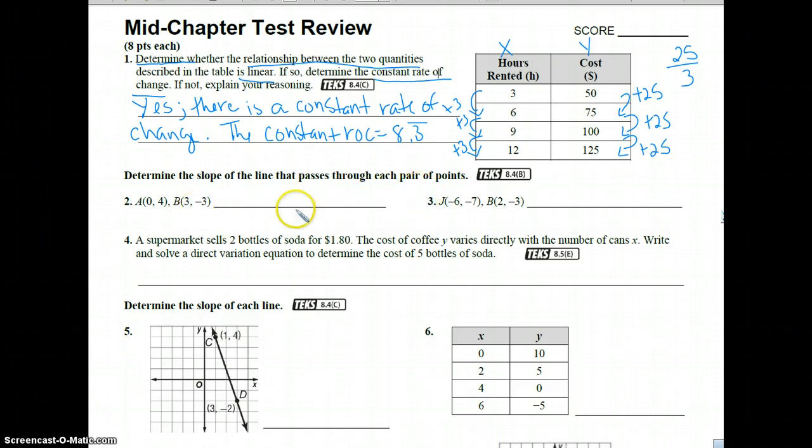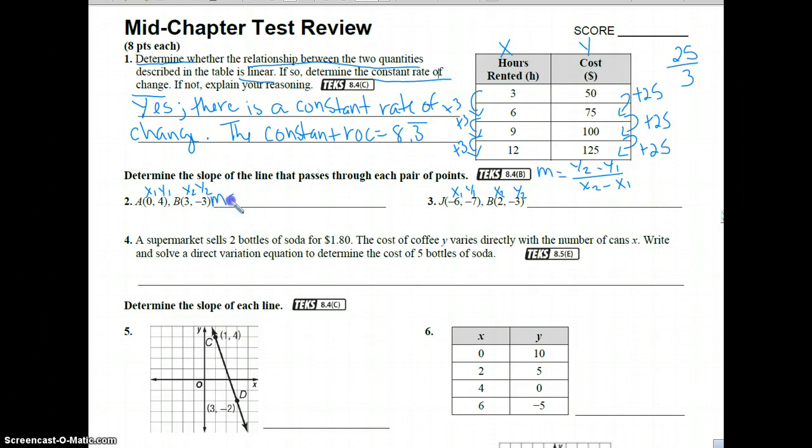Okay, number 2. They're asking us for 2 and 3 to determine the slope of the line that passes through each pair of points. So we have a formula that we can use, and it looks like this. M is equal to y2 minus y1 over x2 minus x1. And I'm just going to go ahead and identify that this is my x1, this is my y1, this is my x2, and this is my y2 right now. And I'll do the same for this one: x1, y1, x2, y2.